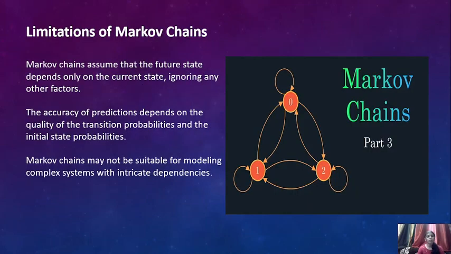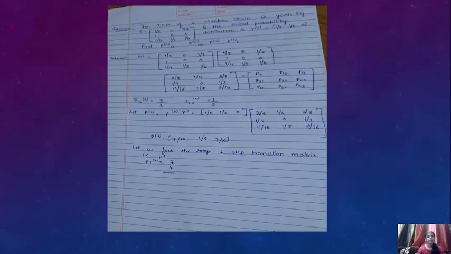Limitations of Markov chains. Markov chains assume that the future state depends only on the current state, ignoring any other state. The accuracy of predictions depends on the quality of the transition probabilities and the initial state probabilities. Markov chains may not be suitable for modeling complex systems with intricate dependencies.